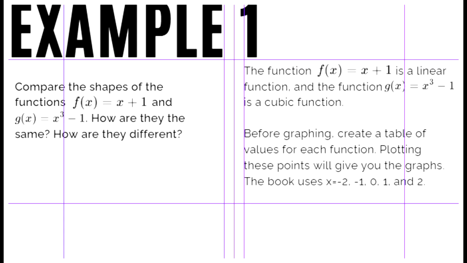The function f of x equals x plus 1 is a linear function, and the function g of x equals x cubed minus 1 is a cubic function. Before graphing, create a table of values for each function. Plotting these points will give you the graphs. The book uses x equals negative 1, 0, 1, and 2.